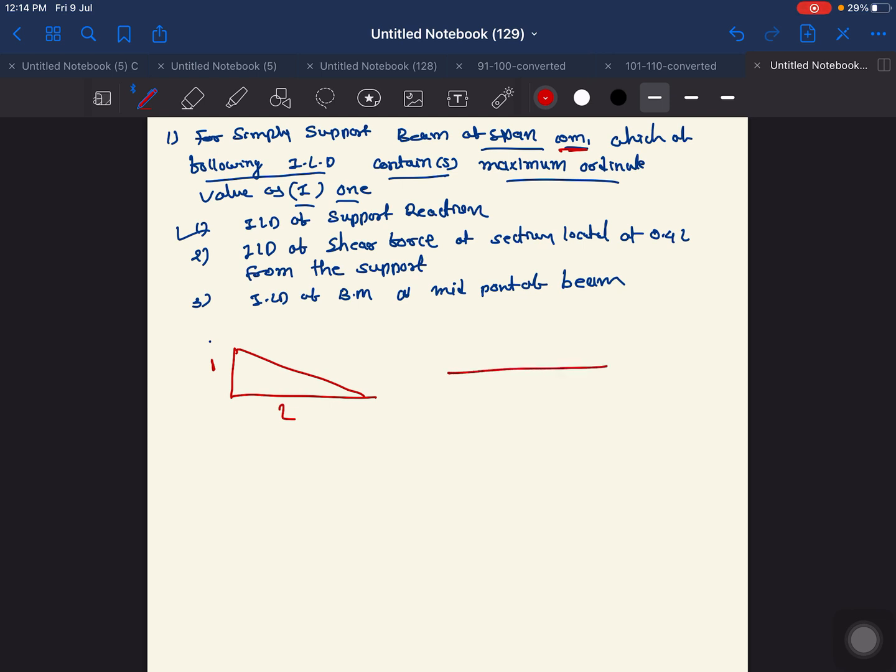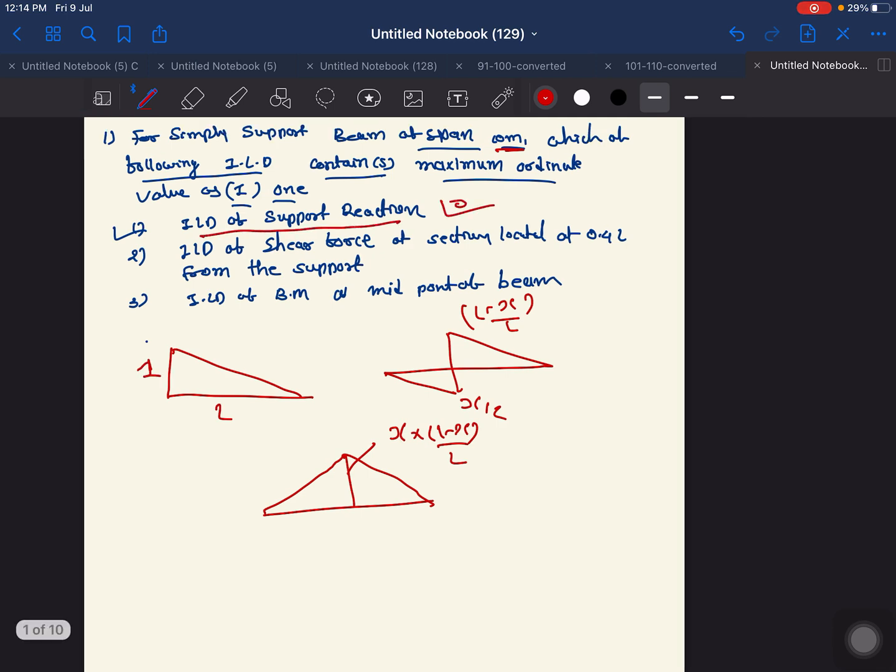The influence line diagram for the shear force will look like this, and this ordinate value is nothing but L minus X by L, and this is your X by L. The influence line diagram for the bending moment at any section will look like this, and this value is X into L minus X by L. So for this question, our maximum ordinate is 1, that is for the influence line diagram for the support reaction. So this one is the correct answer.